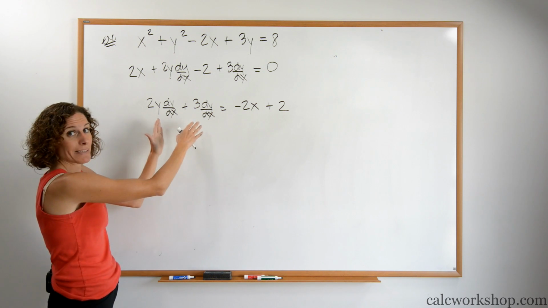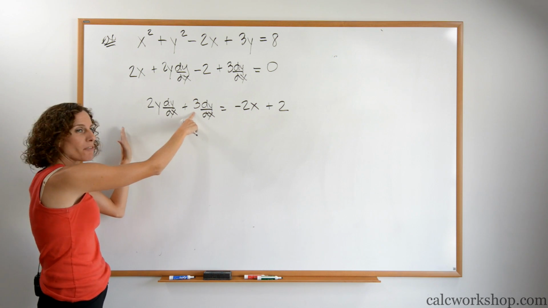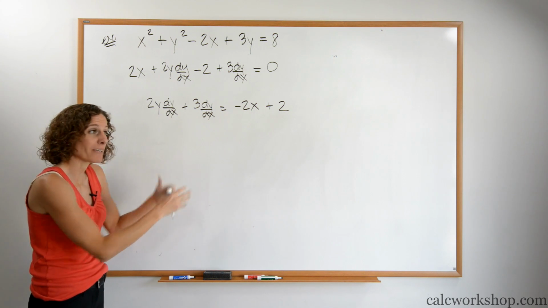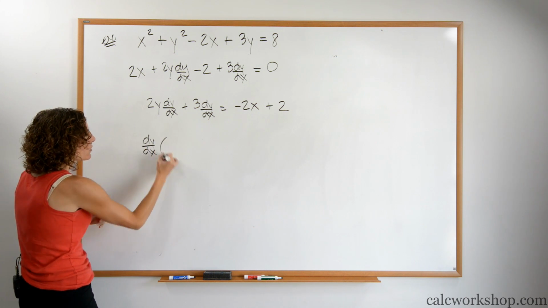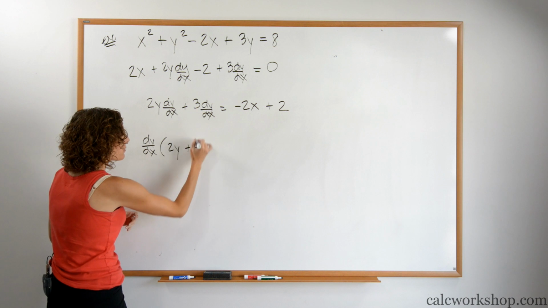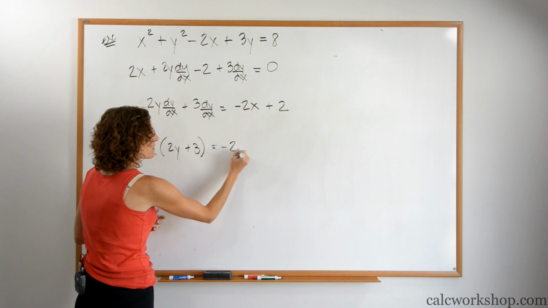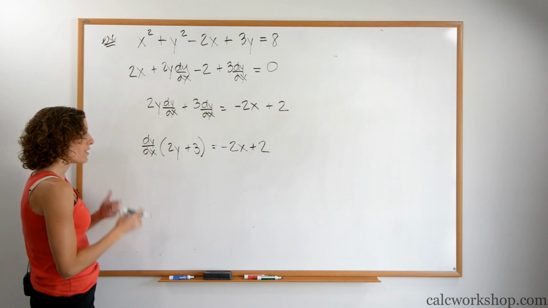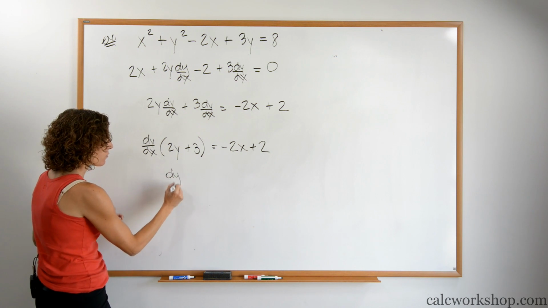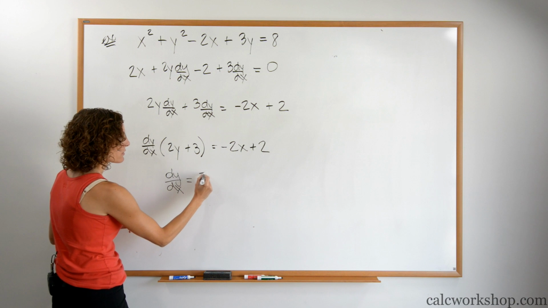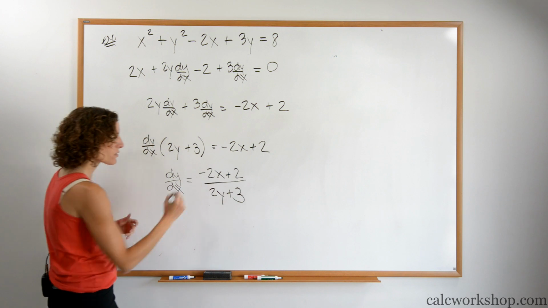We've gotten the dy/dx all by itself, but we need to pull it out because we need to get rid of this 2y and that 3. They both have a dy/dx in common. Let's factor out. So if we factor out a dy/dx, we're then left with 2y plus 3. And again, if we distribute it back in, we come back right where we started. Equals negative 2x plus 2. The last thing I'm going to do is just divide by that quantity. So dy/dx equals negative 2x plus 2 divided by 2y plus 3.